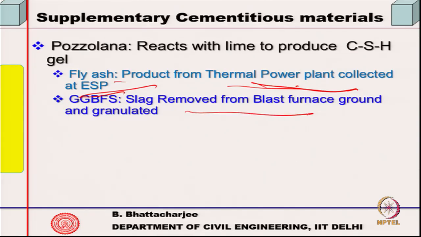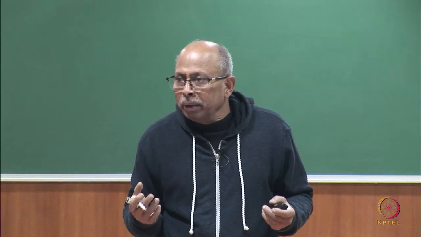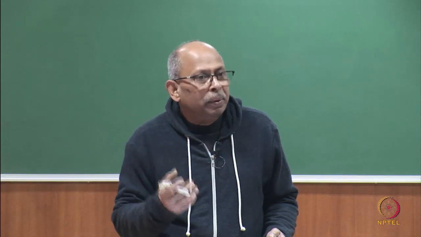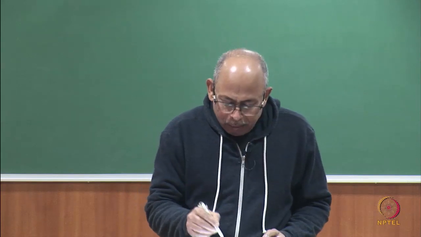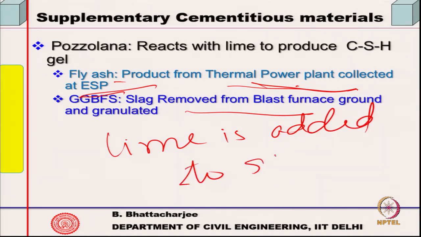Now, slag is removed from the blast furnace, ground and granulated. What happens when you are producing iron, in steel production? The ore will be melted, and it will contain a lot of clay impurities. How do you remove them? Lime is added to remove the clay impurity, the silica alumina, SiO2 and Al2O3 system, from the iron.